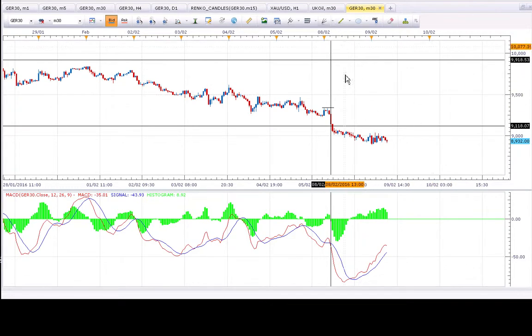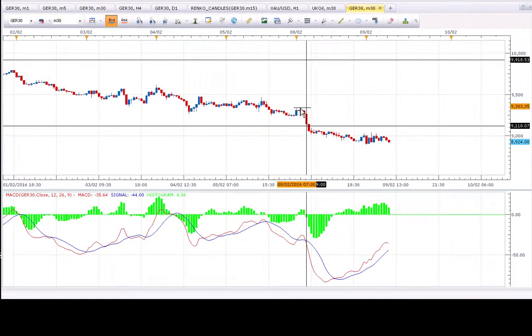But 400-odd points from here is going to be, what, 8,700 on the DAX? So if you've been following the DAX, you'll know it's possible. But it's a pretty big move to go for. But it gives you an idea at least. So that was a trading opportunity right there. We'll go back maybe a little bit further, see if there's another one.